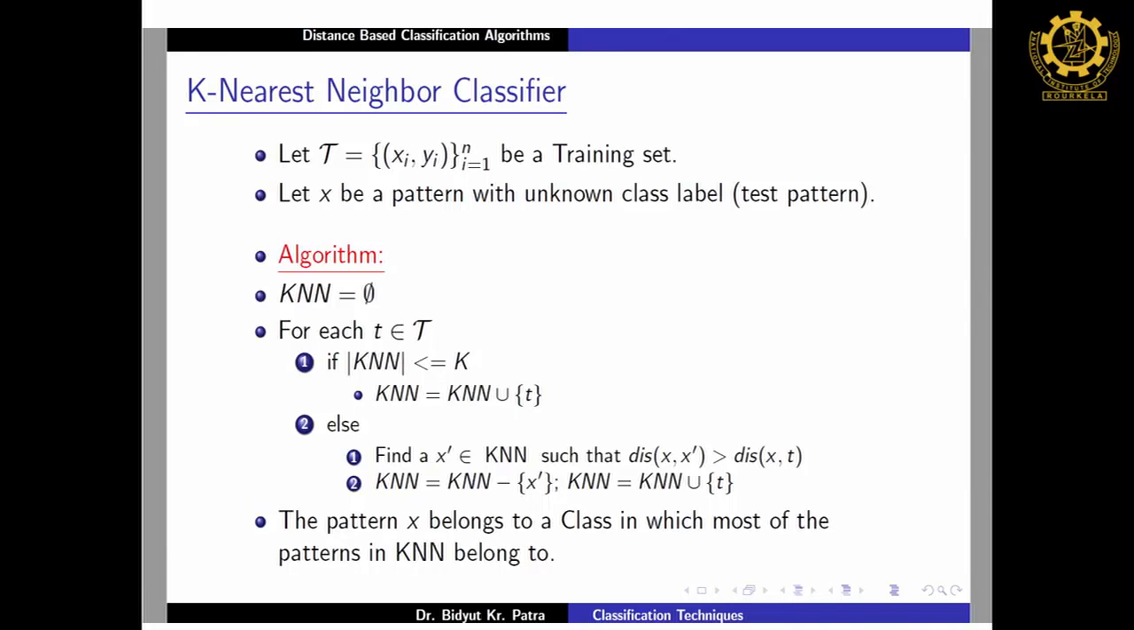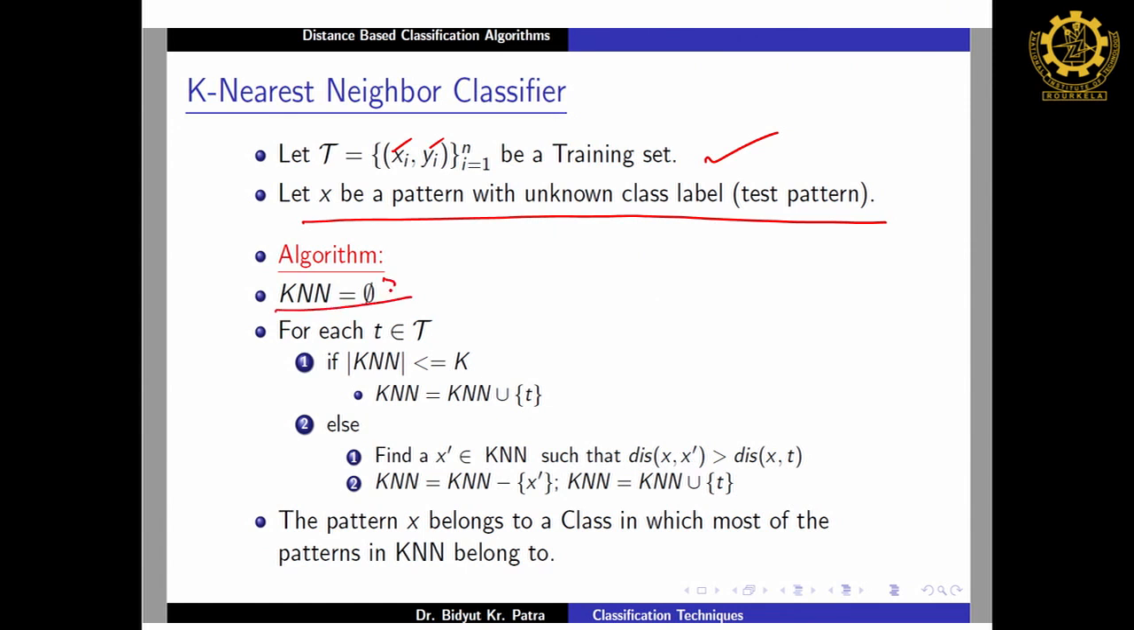So, here is the complete algorithm, the k nearest neighbor classifier. What is this? You have the training data set, this is the object and this is the class level as usual. The task remains the same: you have to identify the class level of the unknown object, here x is the unknown object. Initially the KNN set is null, so there is no classifier.